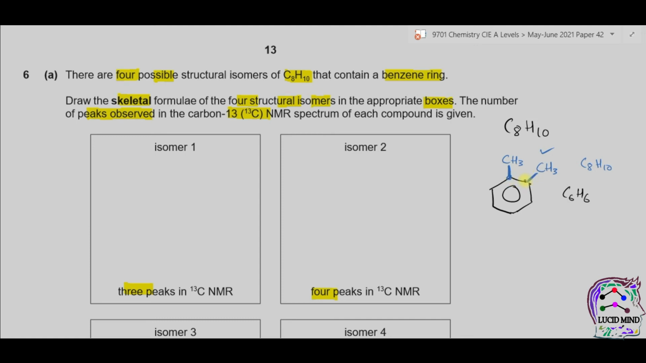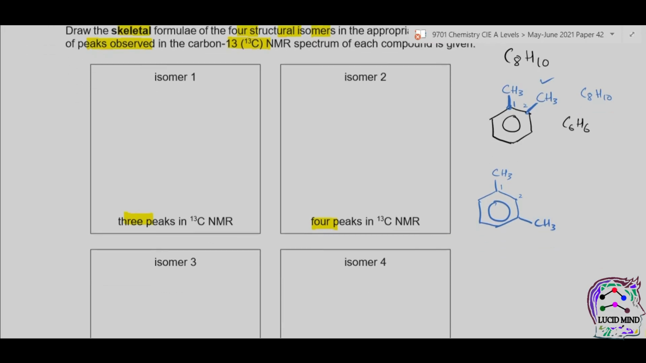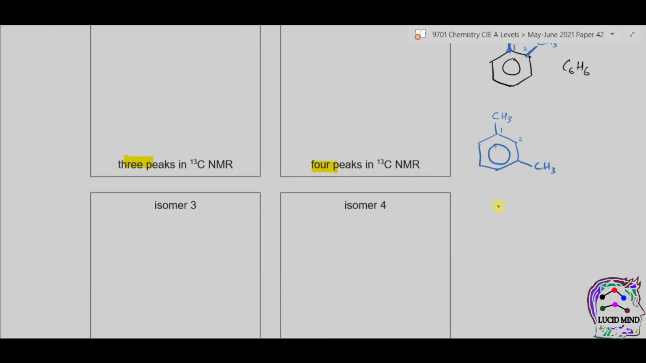Now the position of CH3 can change. This is first position, this is second position. We can also add to 1, 3 positions. So it will be like this. This is first position, this is second, this is third. 1, 3 dimethyl benzene. Or we can add to 1 and 4th positions. 1, 4 dimethyl benzene. We cannot add to this position because it will again become 1, 3 and this position will become 1, 2.